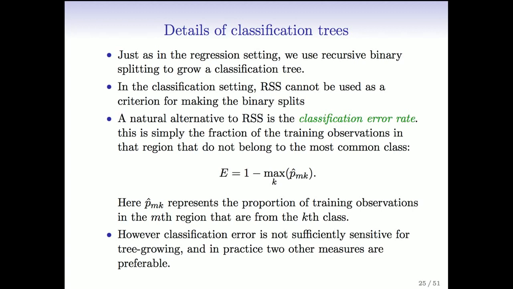So you could use that to decide on the split, and so that's the proportion of errors you're going to make. But it turns out that that's a little bit jumpy and noisy. It doesn't lead to a very smooth tree growing process, and for that reason, some other measures are preferable.